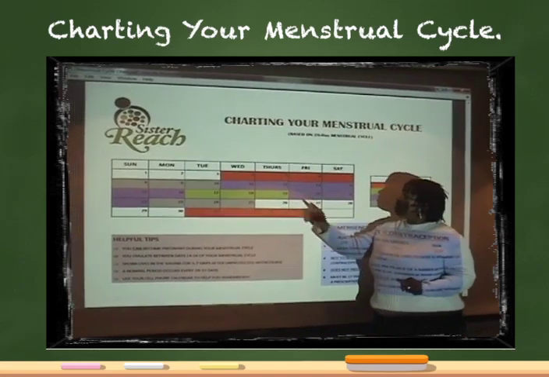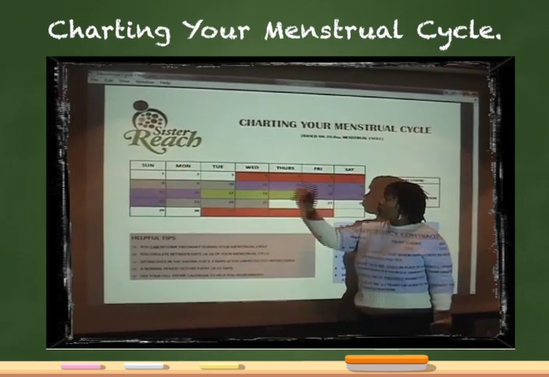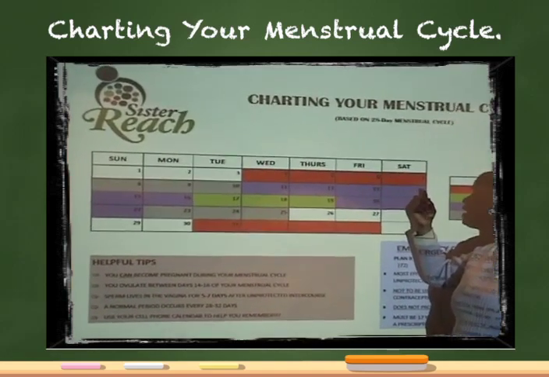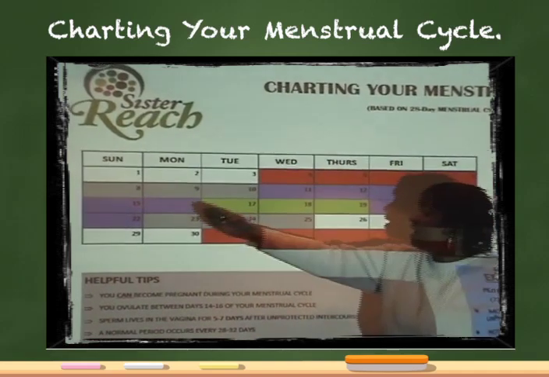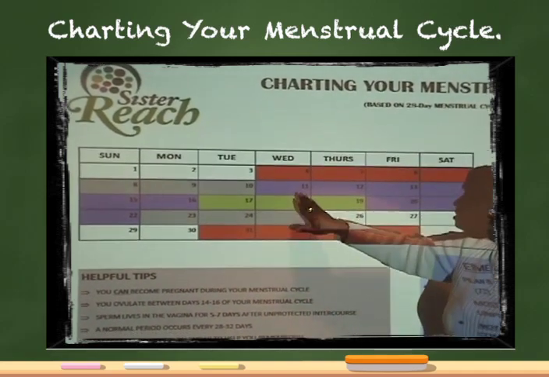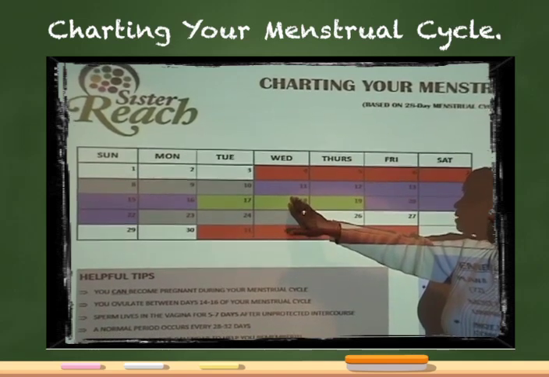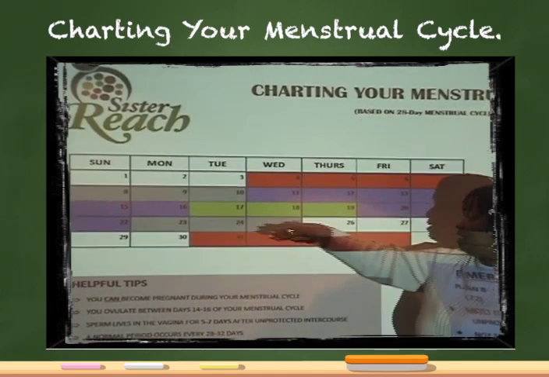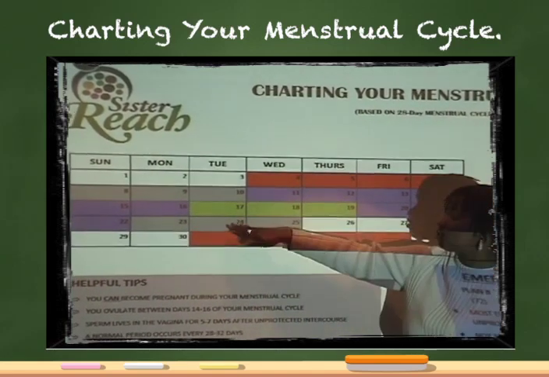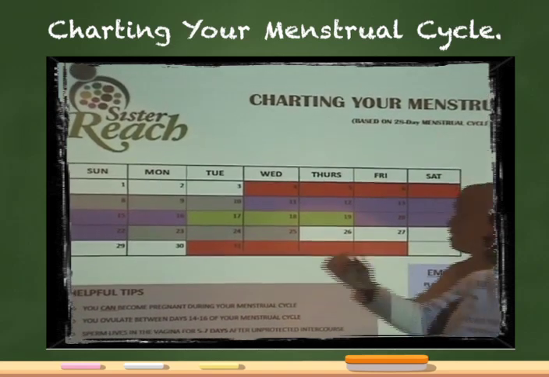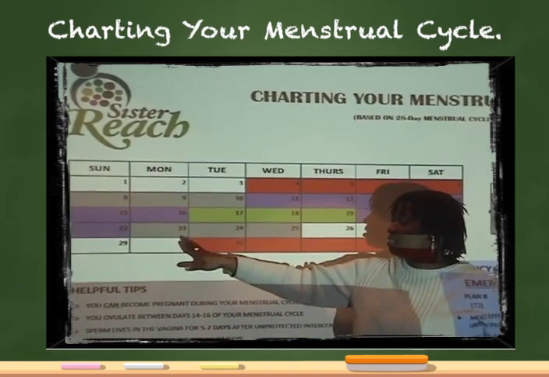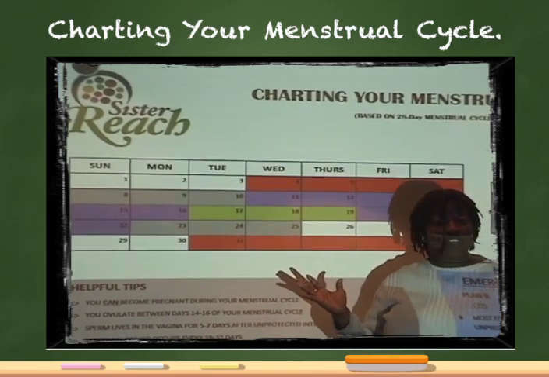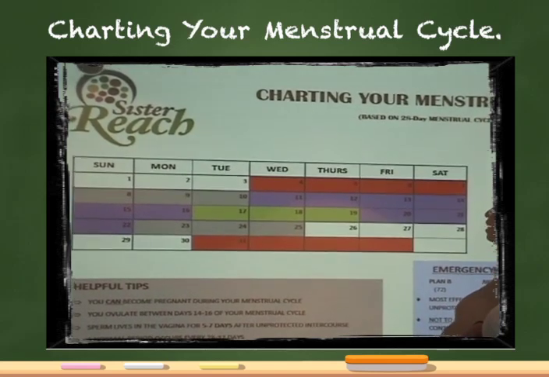Now, so let's start counting. So the first day of her period was the 4th. 1, 2, 3, 4, okay? Now let's go ahead and count right on up to ovulation. 5, 6, 7, 8. This is the time period that this person can start becoming pregnant. 8, 9, 10, 11, 12, 13, 14, 15, 16, this is actual ovulation, 17, 18, 19, and then the safe zone begins at day 20.